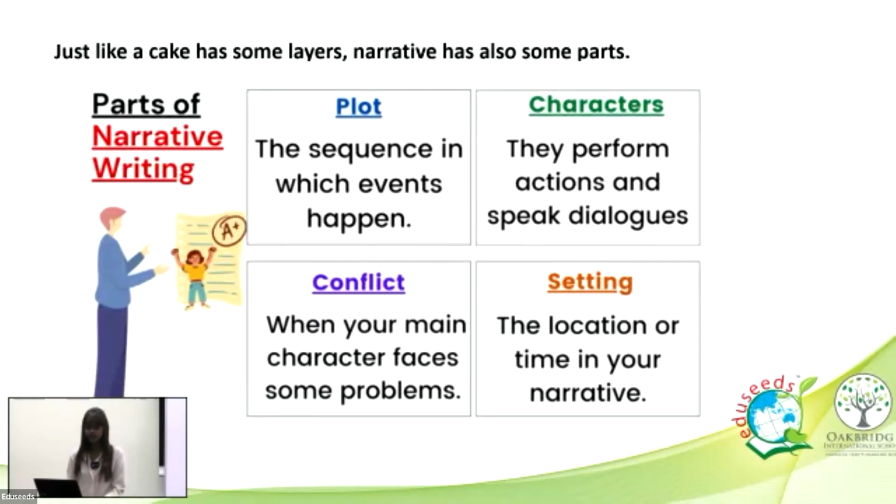For example, like I said, plot, which is the sequence in which events happen. Second, characters, because characters perform the action and they also speak the dialogue. Third, conflict or climax. This is when your character faces a problem. And setting, the location or time in your story. So all these are some important parts that you should include in your narrative writing.